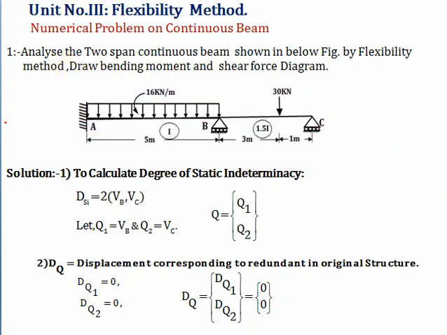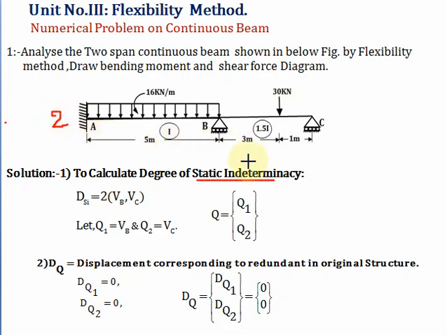The first step is to find out the degree of static indeterminacy. Now we know that for a fixed support the number of reactions are 3, but here we are neglecting summation Fx, that is the axial displacement in x direction is neglected. So here the total number of reactions are 2.